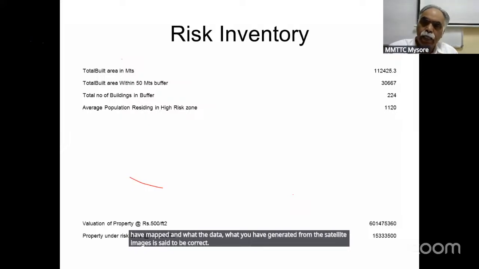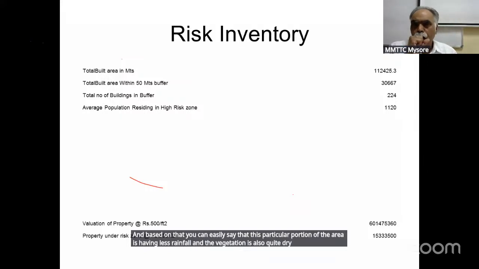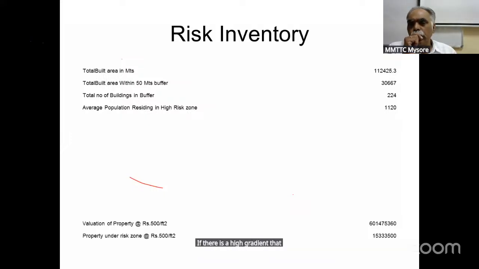Based on that, you can easily say that this particular portion of the area has less rainfall and the vegetation is also quite dry. And what is the slope of the land? What is the gradient of the land? If there is a high gradient, that results in immediate runoff of the water. Immediate runoff of the water leads to no penetration of groundwater. The groundwater cannot be charged. So if the groundwater is not charged, certainly the tree will not get sufficient water to sustain.